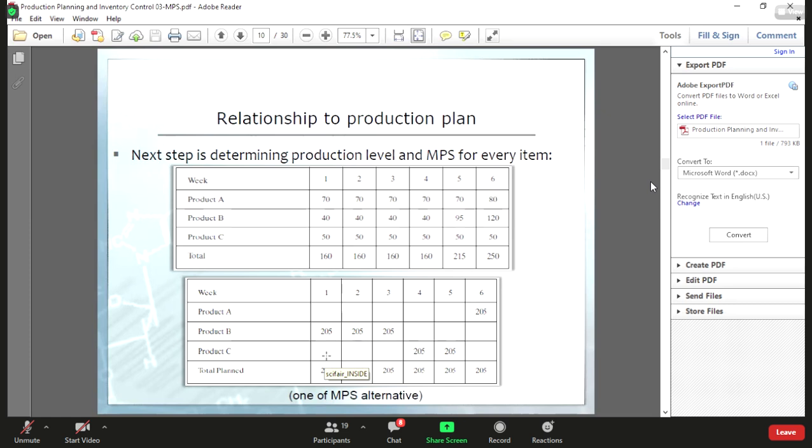And this is the bad example. Again, this is the bad example. Why bad? Because in period 2, we can still fulfill product A and product B, but we cannot fulfill product C.